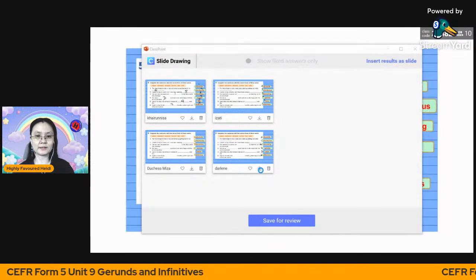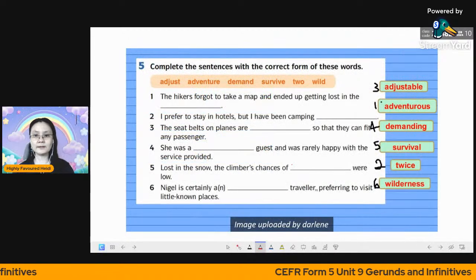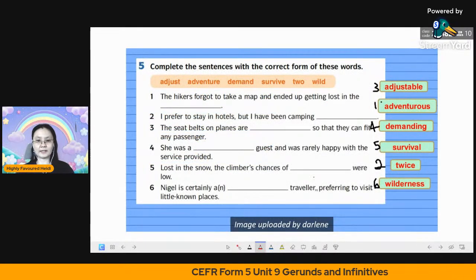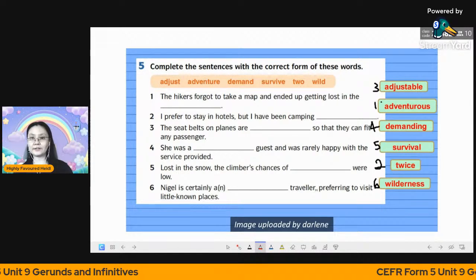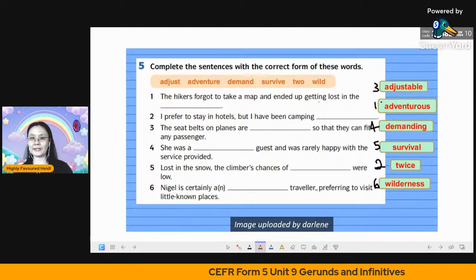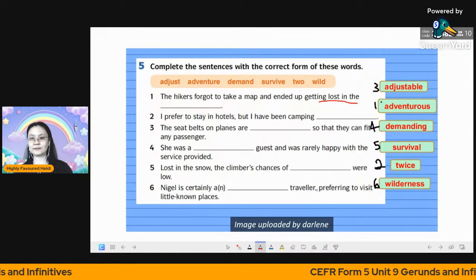So we managed to collect 4. Let's look at the first one. Dalini said the hikers forgot to take a map and ended up getting lost in the adventure. No, there has to represent a place. In there, where. So I prefer to stay in hotels, but I have been camping twice. Good, correct. This one, camping twice.